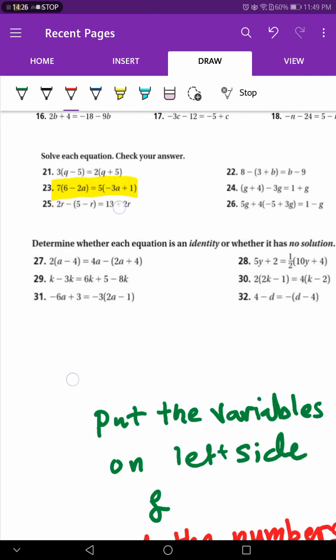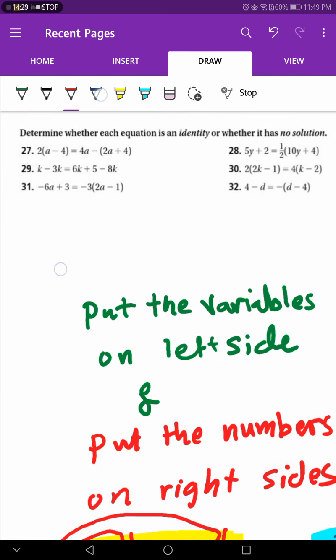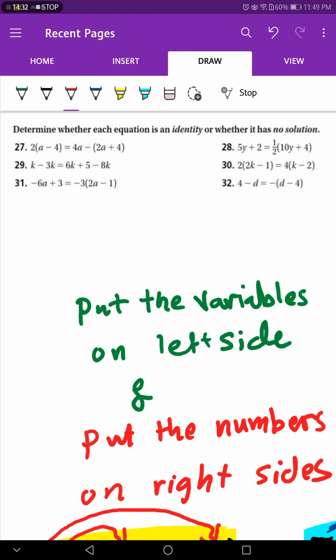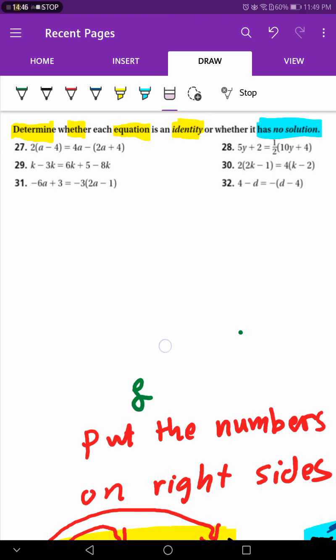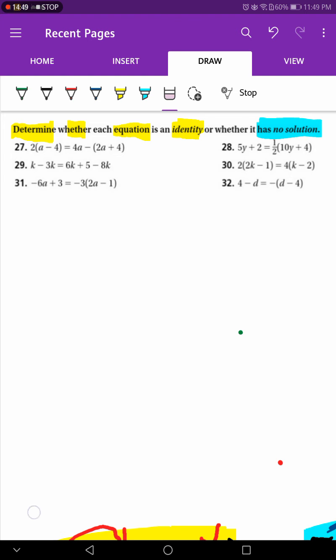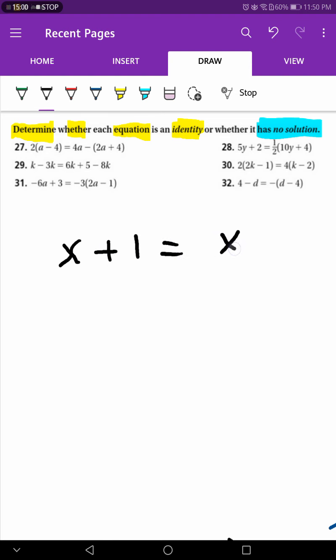Okay, in part 3 he asked me to determine whether each equation is an identity or has no solution. What does that mean, my dear student? Identity means like this. I will give you the meaning of identity. See here, if I have x plus 1 equal x plus 1, this is the left, this is the right.